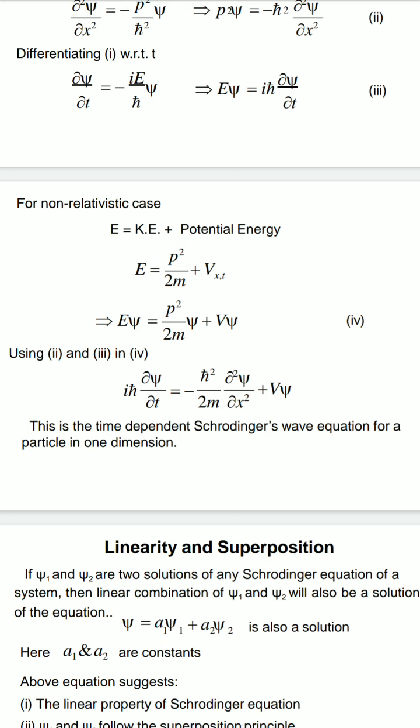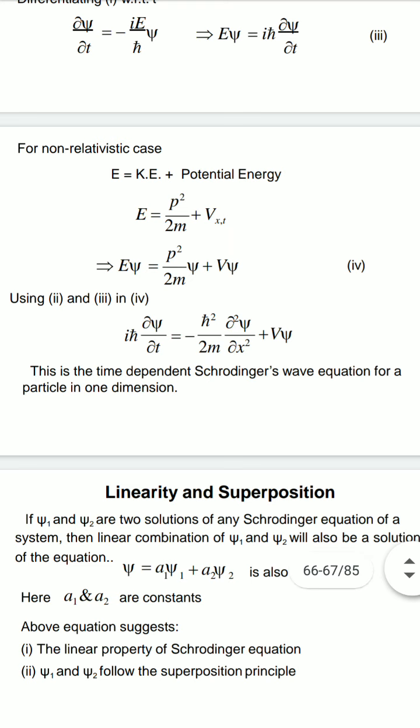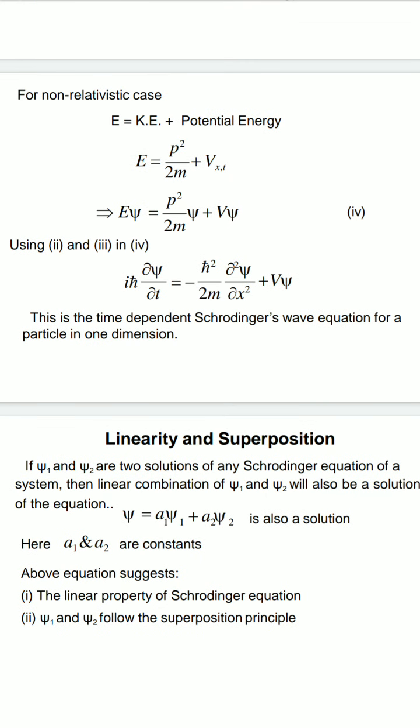If it is in 3 dimensions, how will you write? You can write it as i h cut dou psi by dou t is equal to minus h cut square by 2m del square psi. Instead of dou square by dou x square, you can write del square. Del square is dou square by dou x square plus dou square by dou y square plus dou square by dou z square, operating on psi, plus V psi. You will get the 3-dimensional time dependent Schrodinger equation.